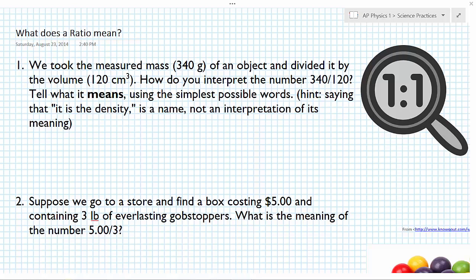In this video we're going to talk about ratios. What does a ratio mean? Now a ratio that you're really familiar with is density. Okay, what is density? Well, we love density. Density is something that we love.